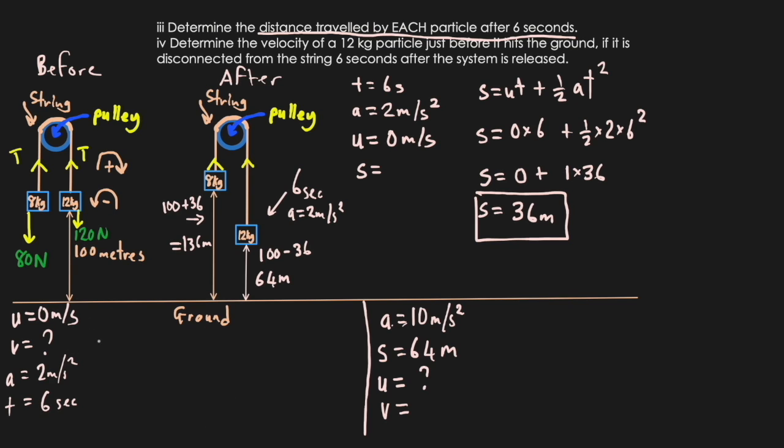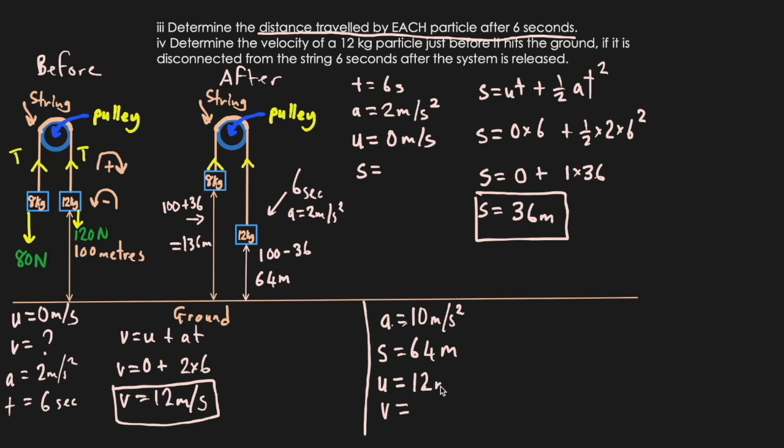The SUVAT equation that we use in this case is v = u + at. So we have u is 0, plus 2 times 6. Therefore, the velocity is 12 meters per second. So right before it is disconnected, at this point here, the velocity is 12 meters per second. What this means is that our initial velocity after the disconnection is now 12 meters per second. Just before it was disconnected, it was already going at 12 meters per second.